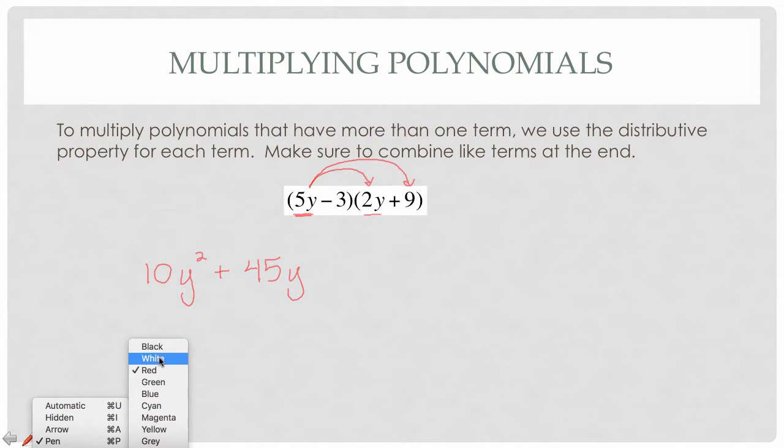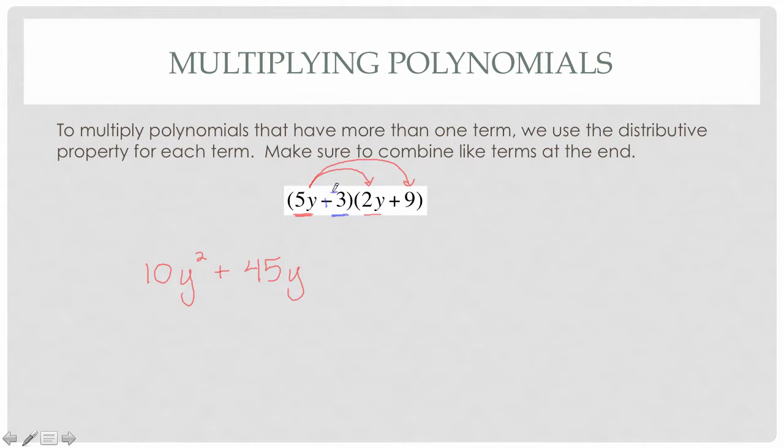All right, well, that's good, but I got a whole other term to work with. I still have my 3 right here. In fact, it's negative, so I'm going to change this to plus negative, but this is a negative 3 multiplying everything. So this negative 3 multiplies the 2y. Negative 3 times 2 is going to be negative 6 with the y. And then the negative 3 multiplies the 9 to give me negative 27.